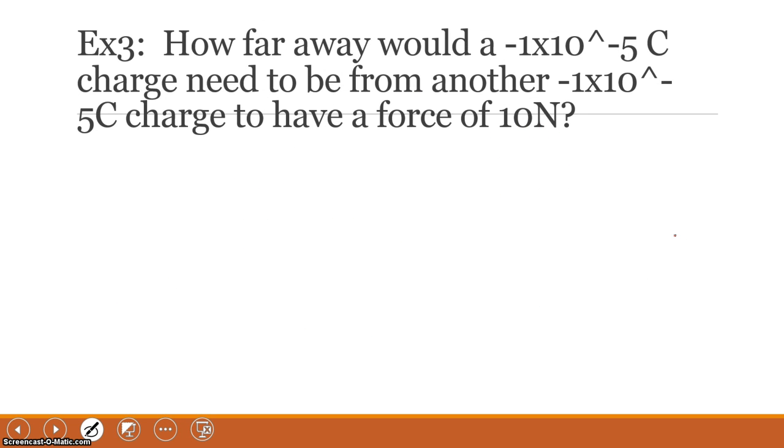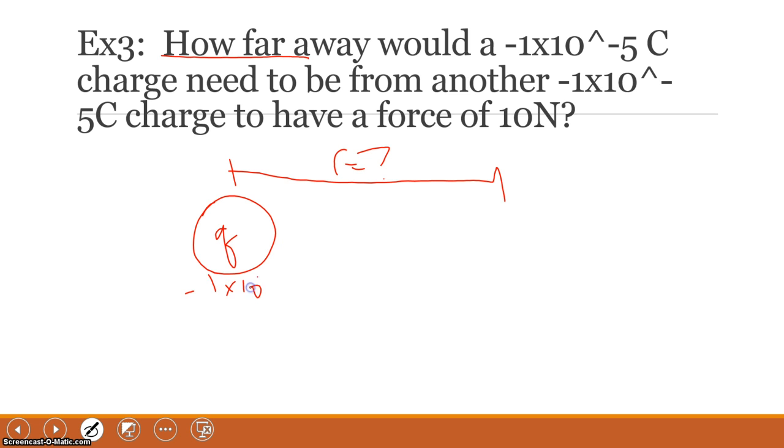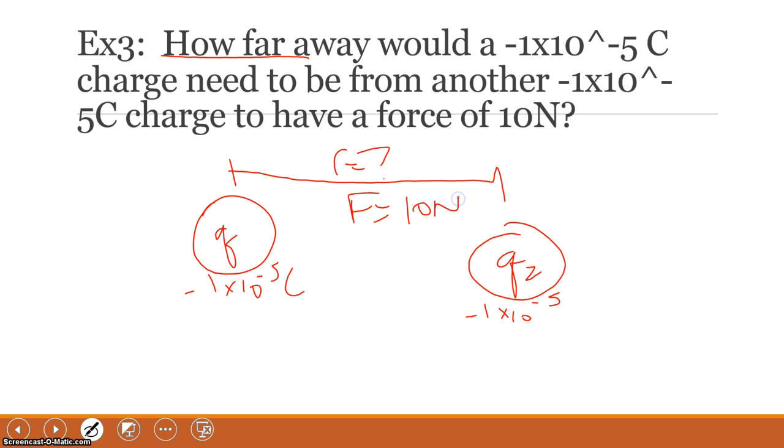All right, second and last example here. How far away? Well, that's going to be asking for the distance, which is r. Would a Q1 of negative 1 times 10 to the negative 5 coulombs charge need to be from another charge, charge 2, which is negative 1 times 10 to the negative 5, to have a force of 10 newtons? Well, this is going to be a pretty complicated problem. We're going to have to solve for r. And r is something that is in the denominator, and it is going to need to be solved for.